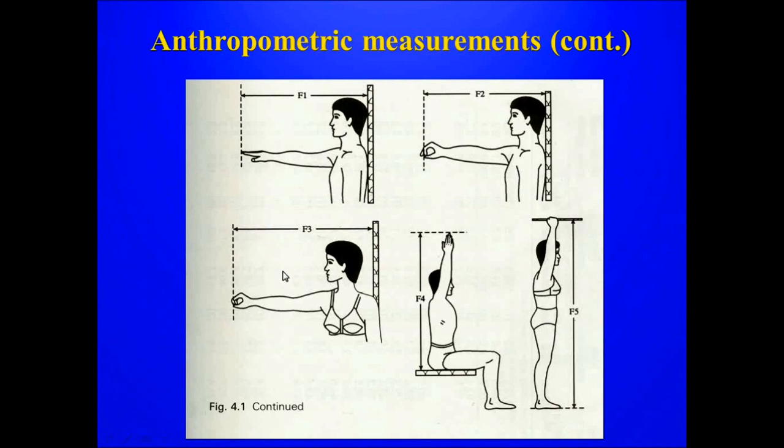This is an extended reach, F3, where you notice that the shoulders have rotated. It gives you more distance right here on a functional reach. And the upside is that you do get further reach, but it also assumes that you have accommodations where you can actually twist and lean forward.